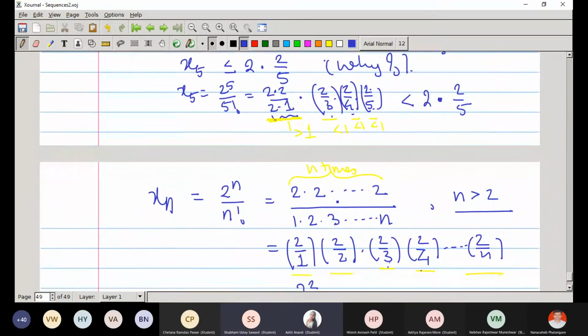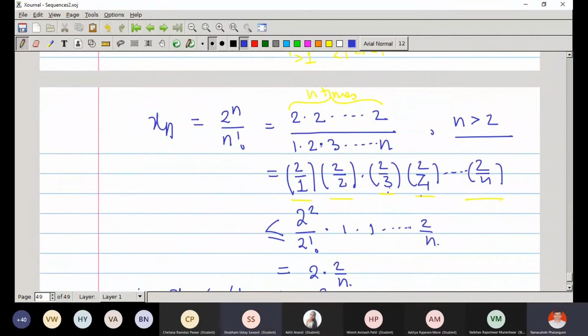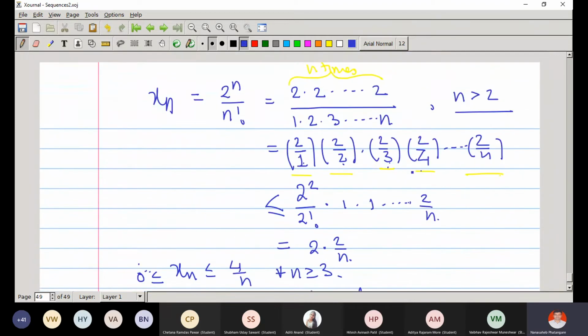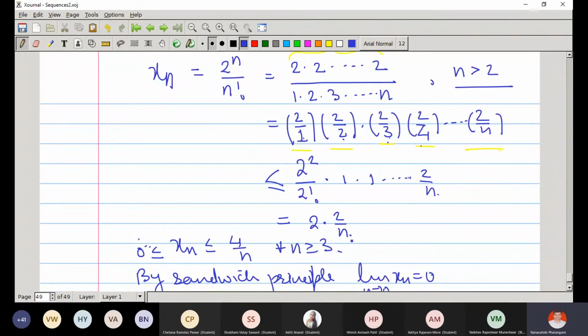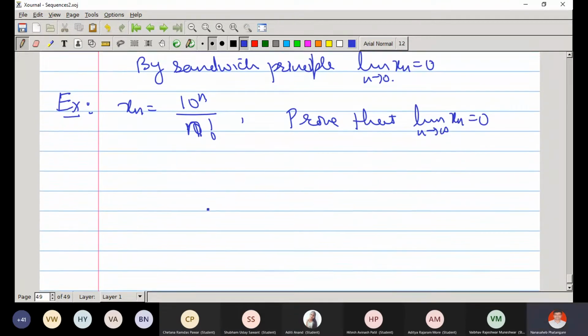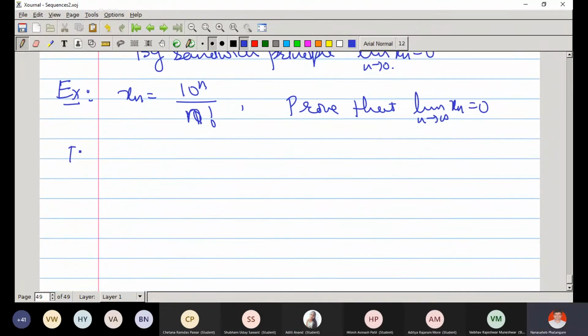So the common terms would be less than 1. Here, if you observe, 2 upon 1, 2 upon 2. But in this case 2 is replaced by 10, and xn is less than 4 upon n after 2. What will be here then? After 10, right? 10 plays an important role here. So now you understand what the crux is.